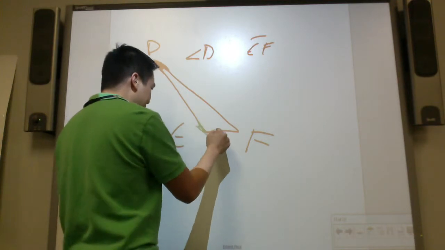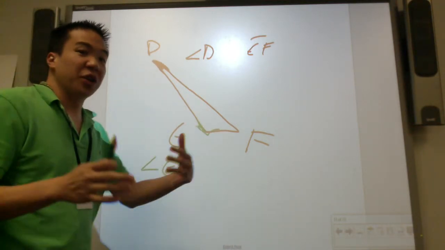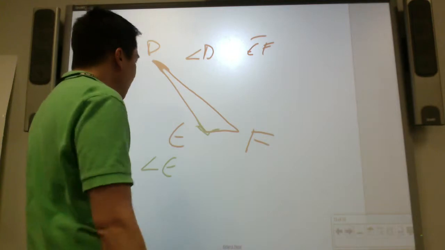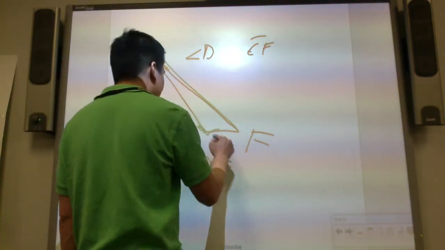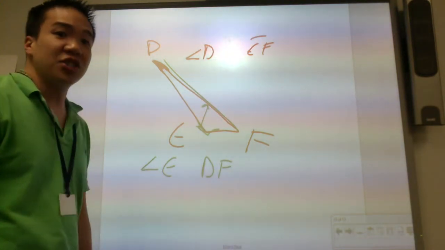What about angle E right here? This one right here. It is a very wide angle. It's very long, very wide. It is obtuse. And the opposite side is DF. What can you tell me about side DF? It's the longest side.